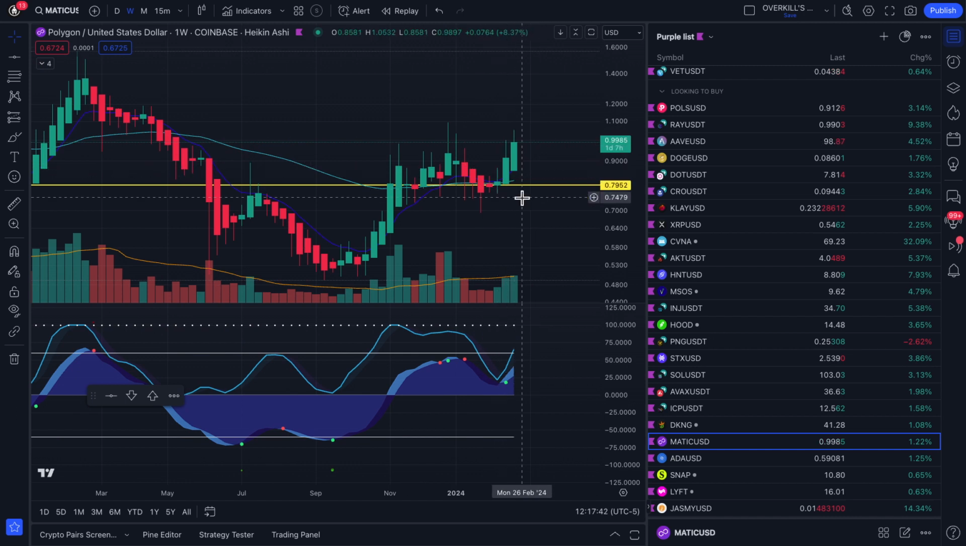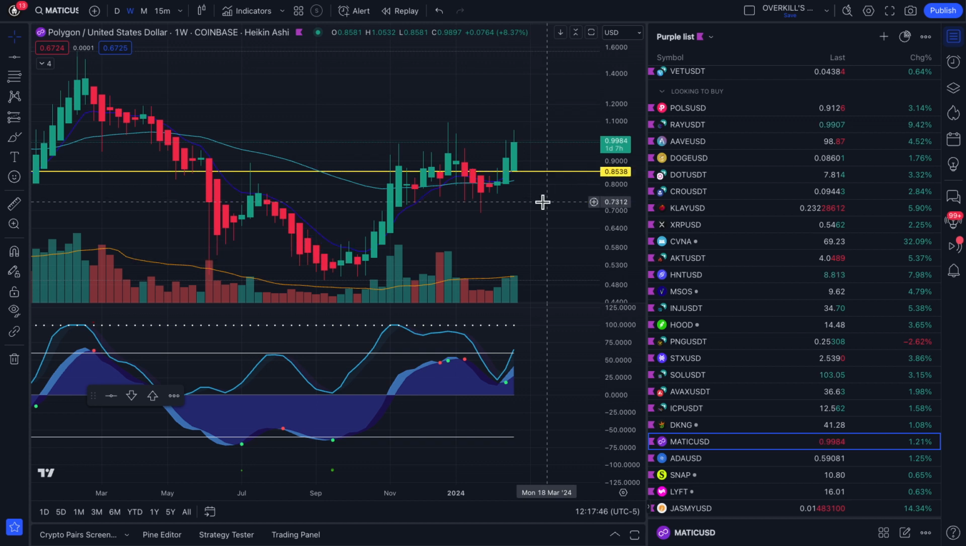Okay, breaking out here. 12% move on the week, not bad. So what you can do is continue to move your stop loss up to the bottom of the weekly candles, and that's your risk. So you're risking about 8% this week, okay, with a stop loss at 85.